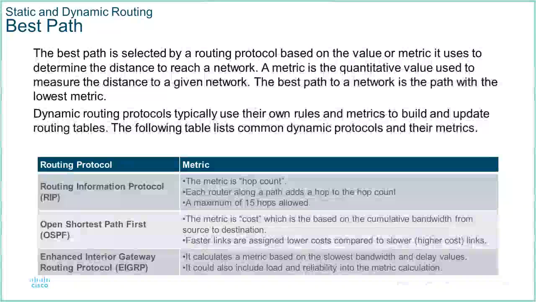Open Shortest Path First, OSPF, uses a calculation based on the bandwidth of each link between the routers, and it's weighted. So the lower the speed, the higher the cost. EIGRP uses a combination of bandwidth and delay in its calculation by default. It also has a maximum hop count that is allowed, but it's much higher than 15.